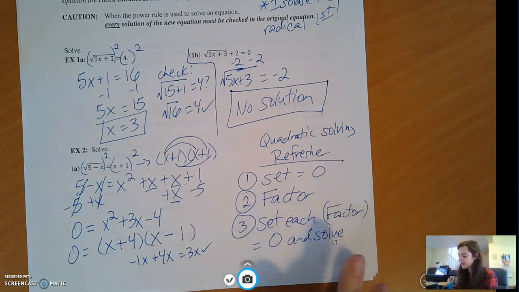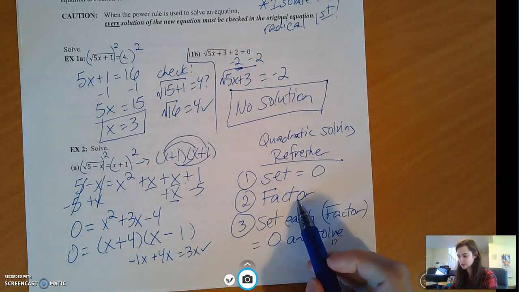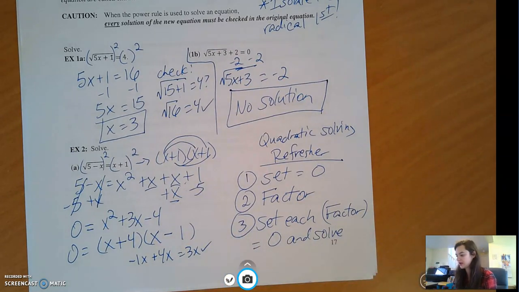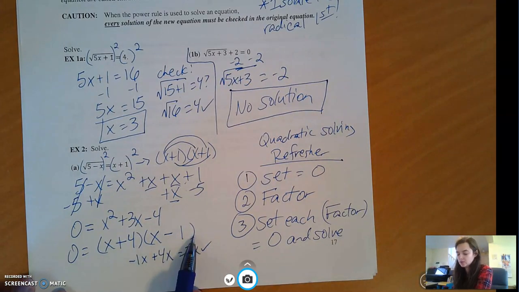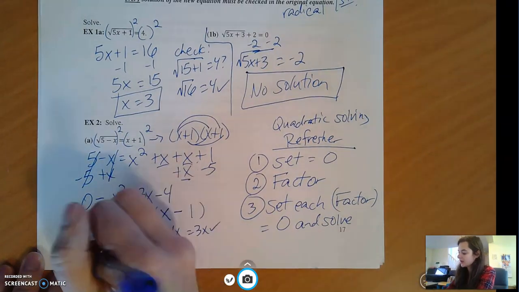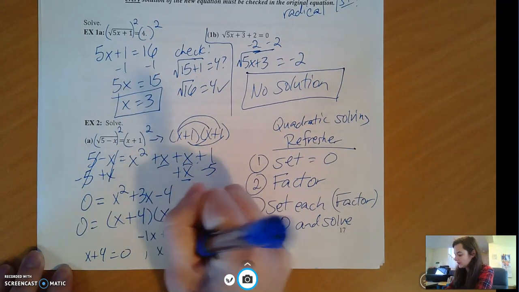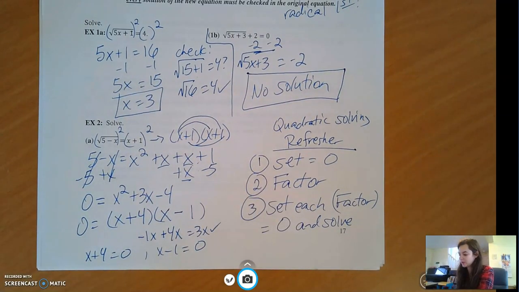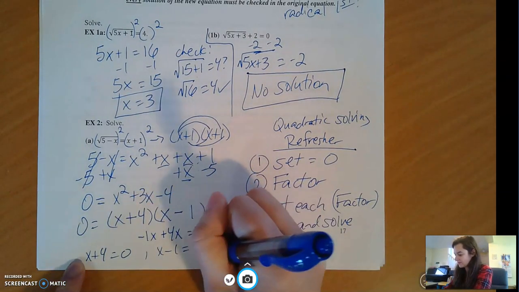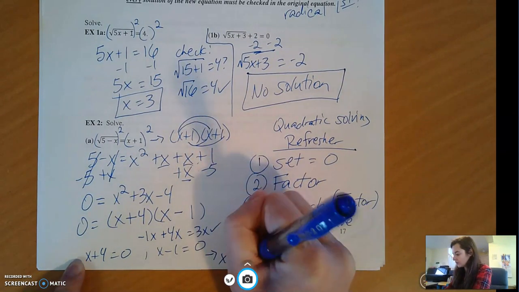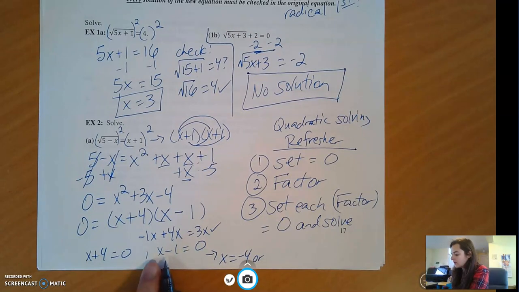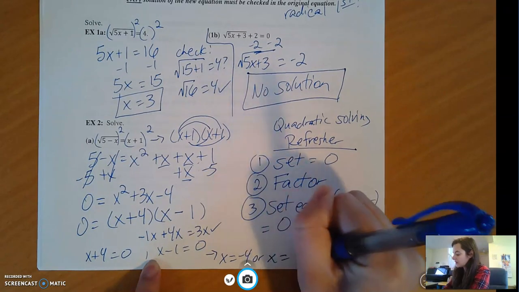Now that we have factored it, so step 2 is done, we move on to step 3, which is set each factor equal to 0 and solve. So my factors are x plus 4 and x minus 1. I'm going to start out with two little equations. I'm going to have x plus 4 equals 0, and then I'm also going to have x minus 1 equals 0. And then you solve your little equations, which aren't too bad. If x plus 4 equals 0, I'd subtract 4 from both sides, and so then I would have x equals negative 4. Or, on the other one, if I have x minus 1 equals 0, I would just add 1 to both sides. So x equals positive 1.